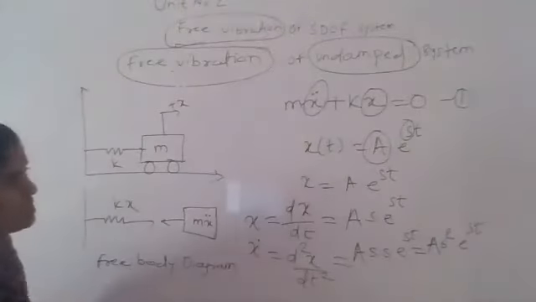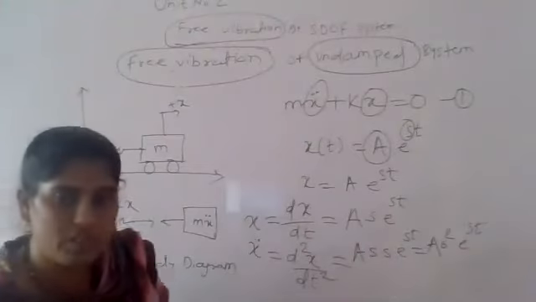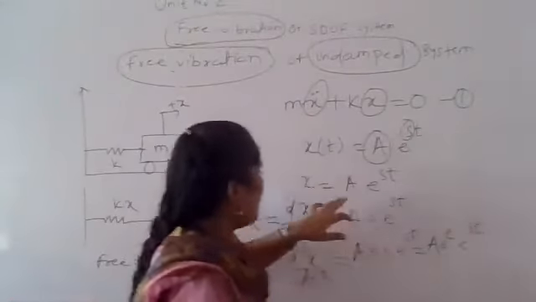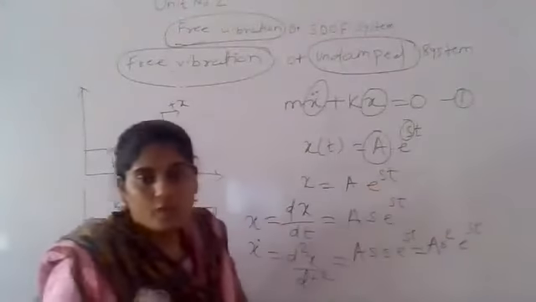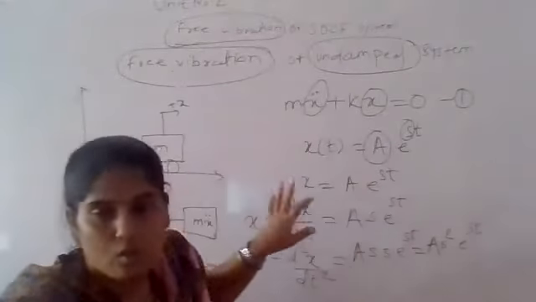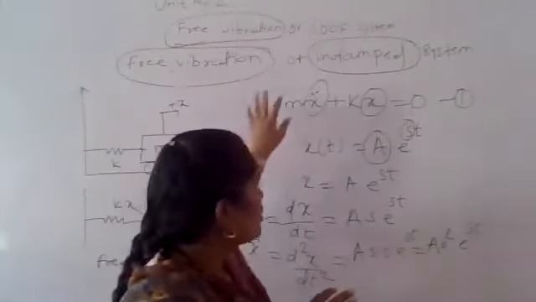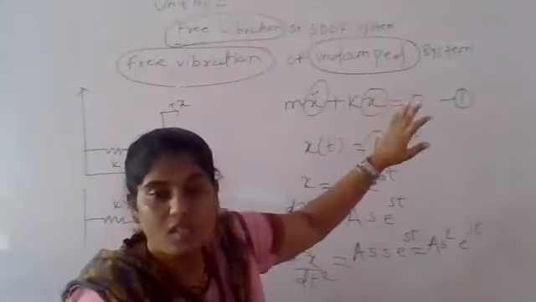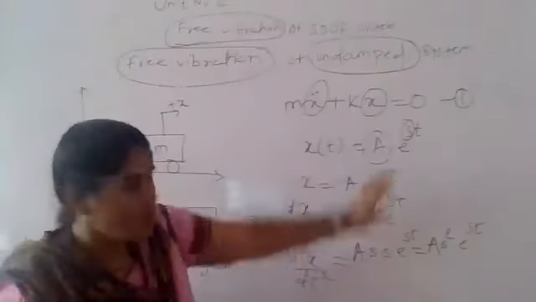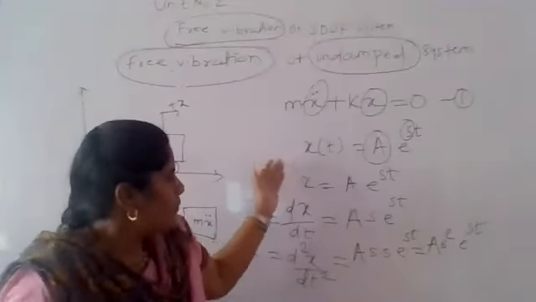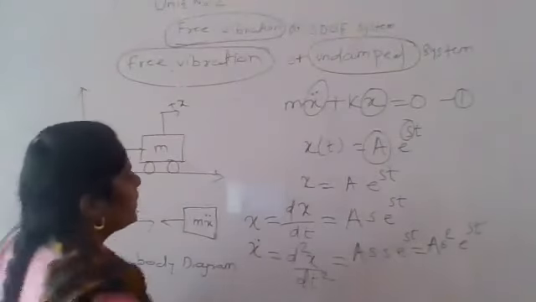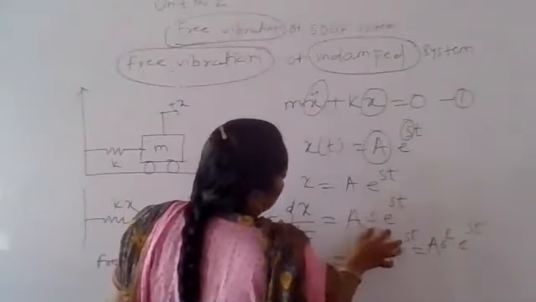Look, for this equilibrium equation, to solve this equation we have to put x of t is equal to a into e raised to st, where a is constant and s is constant. If we calculate these two values, a and s, whatever solution we get is the solution of this equation of motion for the free vibration of an undamped system. If we put x of t equal to a into e raised to st, the first derivative is dx by dt equal to a into s into e raised to st.